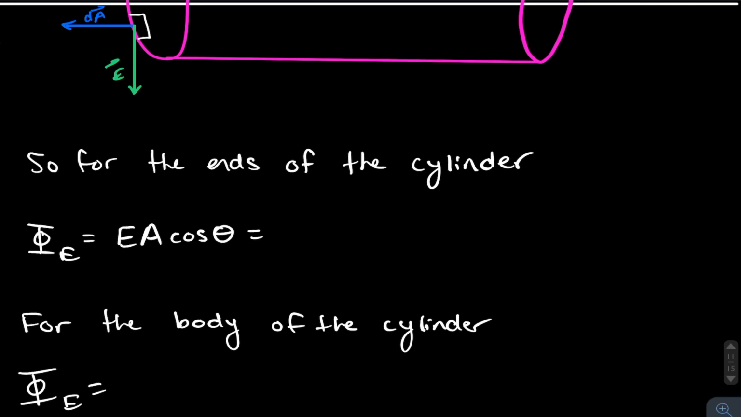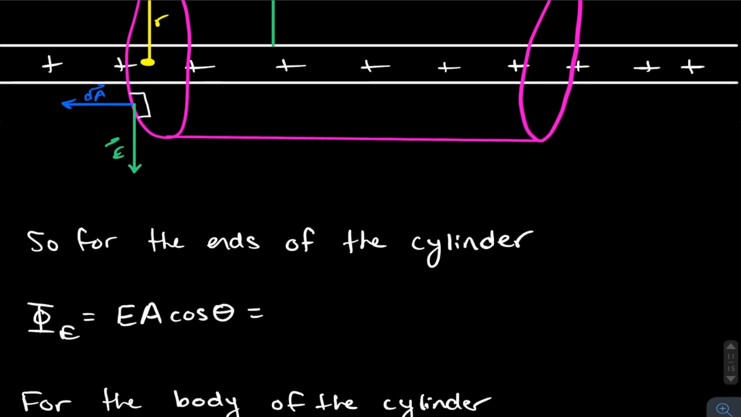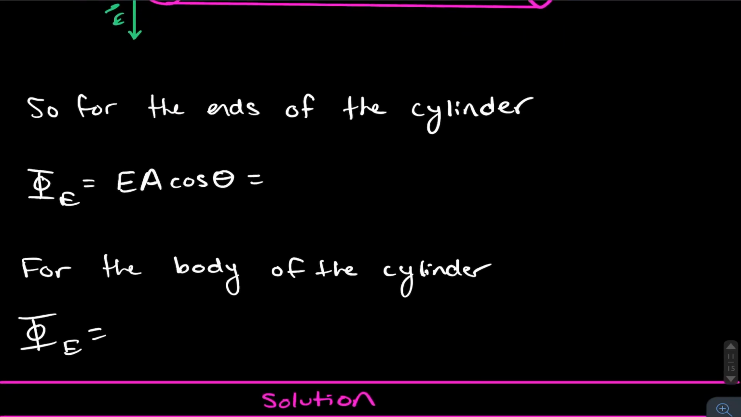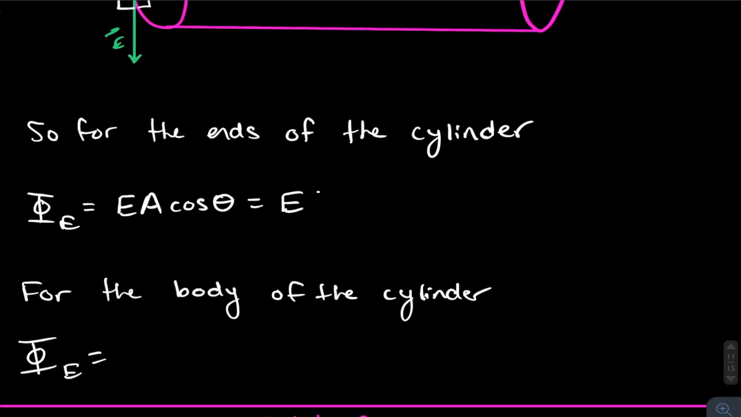And we know what the angle is here at the ends of the cylinder. This area is 90 degrees. So we have EA times the cosine of 90, and the cosine of 90 is 0. So we have EA times 0, that's 0. So there's no flux coming out the ends of the cylinder.